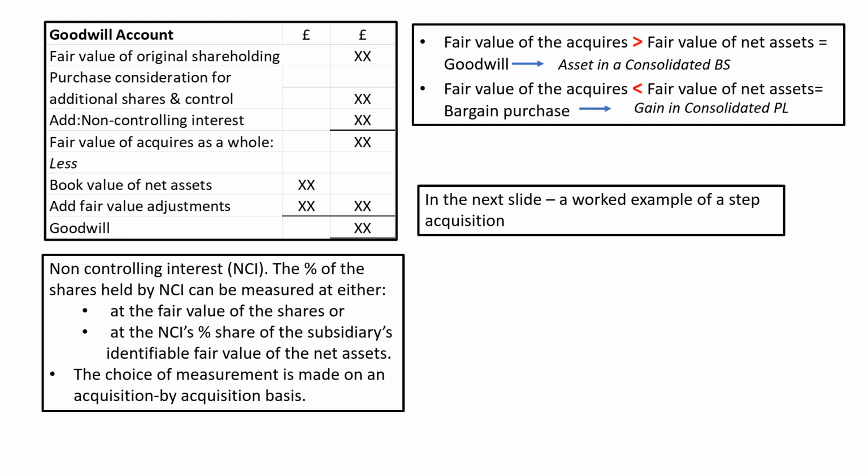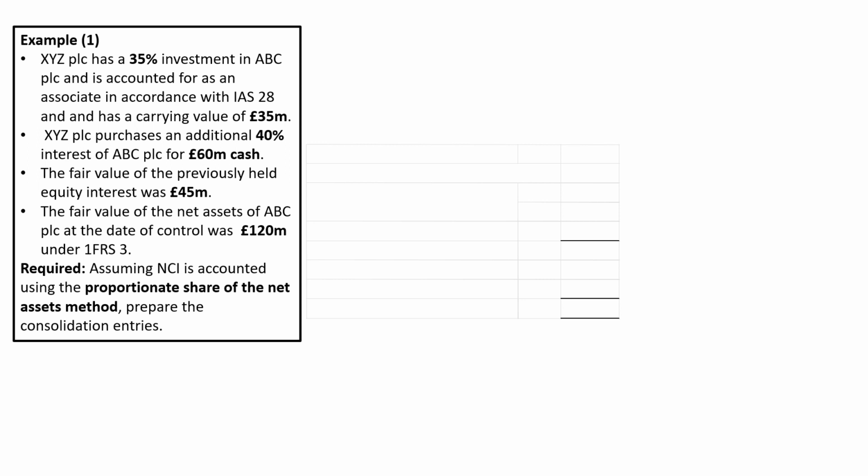In the next slide, we will look at the worked example of step acquisition. Let's look at example 1. XYZ PLC has a 35% investment in ABC PLC and is accounted for as an associate in accordance with IAS 28. XYZ PLC purchases an additional 40% interest in ABC PLC for $60 million cash. The fair value of the previously held equity interest was $45 million.